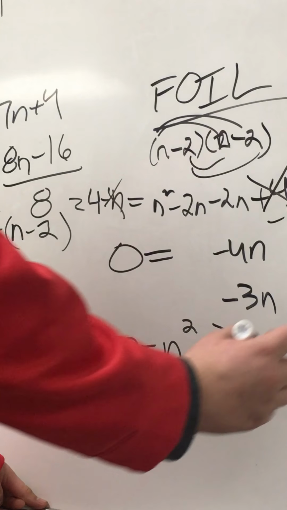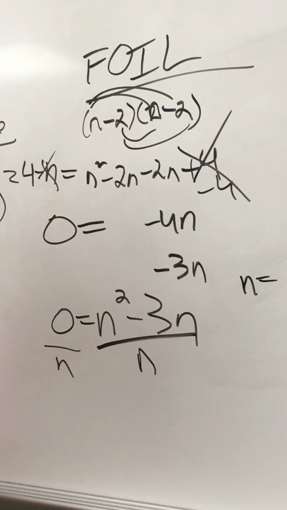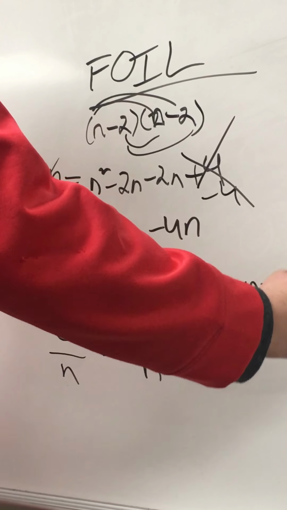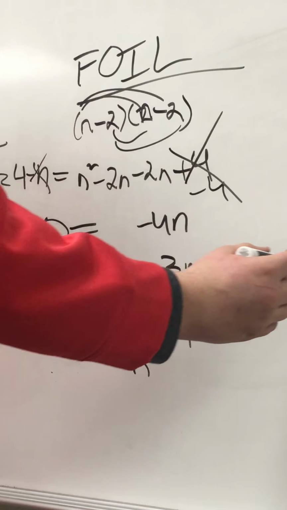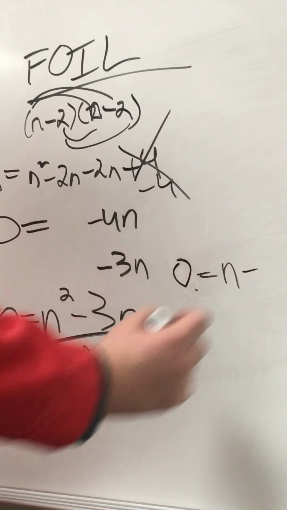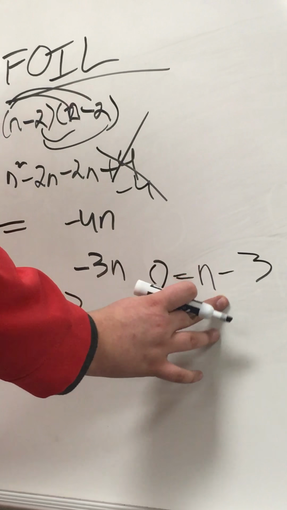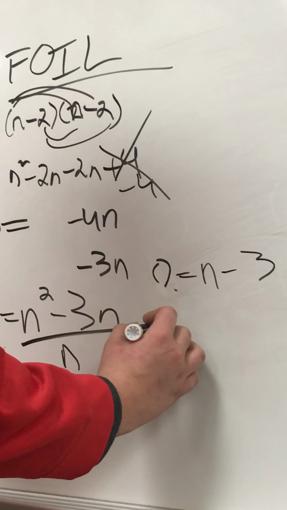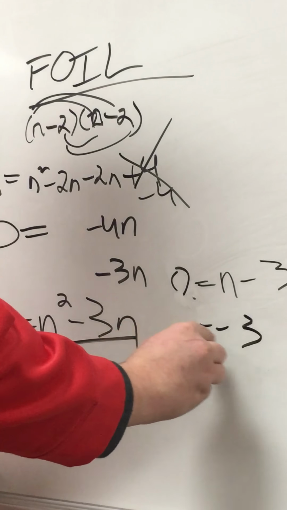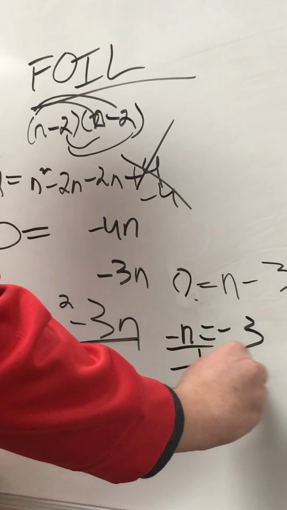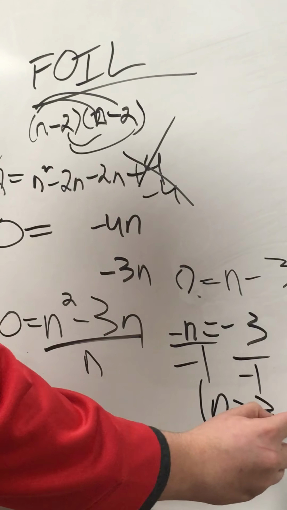So that would be n equals n, no, that's not right. It would be 0 equals n minus 3. So now I'm going to flip the n over to the 0 side. So it'd be negative n equals negative 3, and you can't have a negative, so divide it by negative 1. So the answer would be n equals 3.